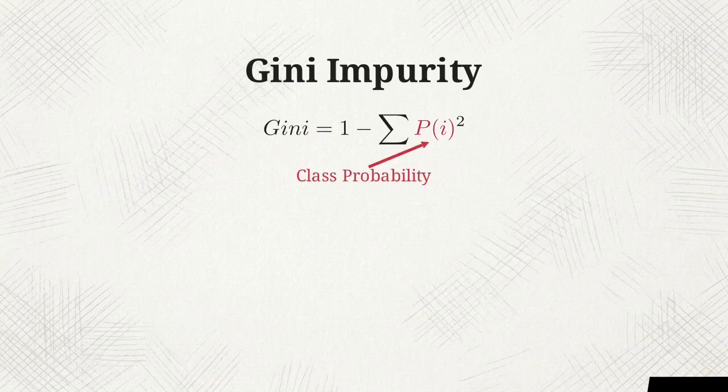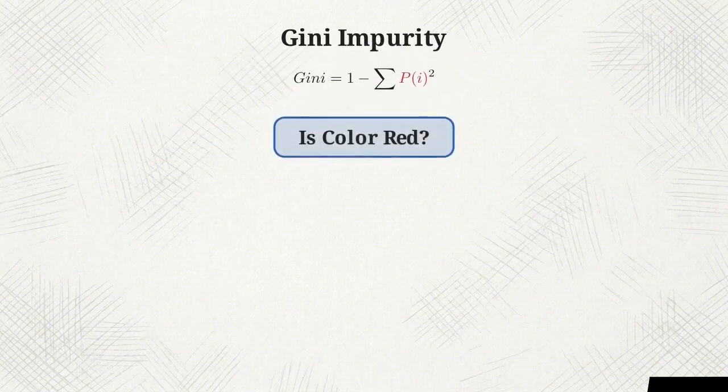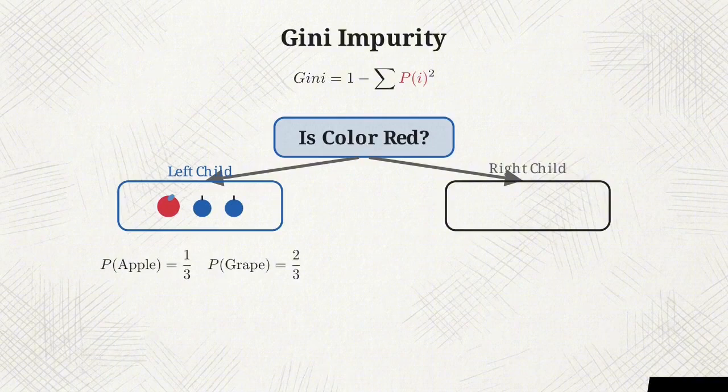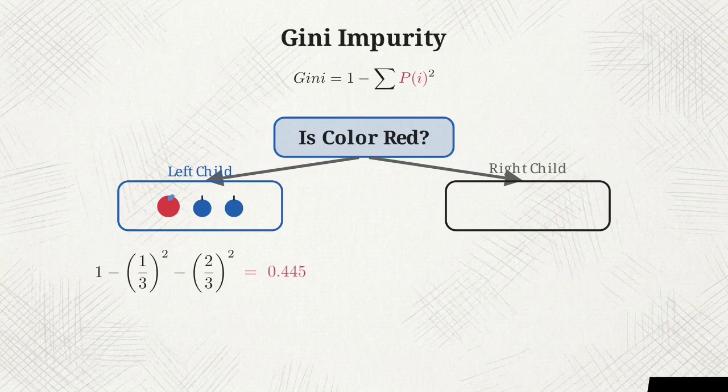In this formula, P of I represents the simple probability of a sample belonging to a specific class within that node. We can test this on our first candidate, is color red, by calculating the impurity of its 2 resulting child nodes. The left child node contains 3 samples. To find its Gini score, we subtract the squared probabilities of each fruit type. We have 1 apple out of 3 total samples, and 2 grapes out of 3. Squaring those fractions and completing the subtraction gives the left node an impurity score of 0.445.